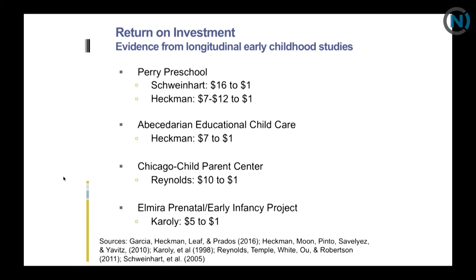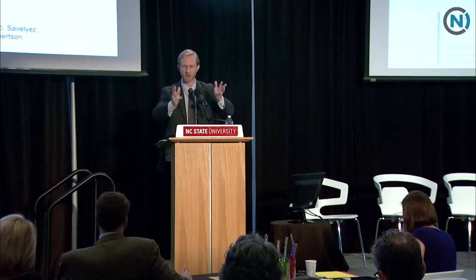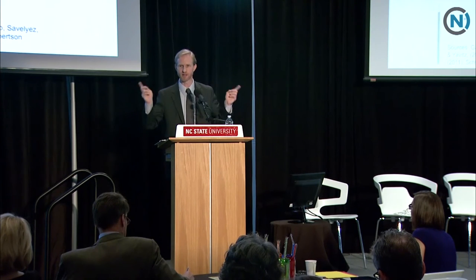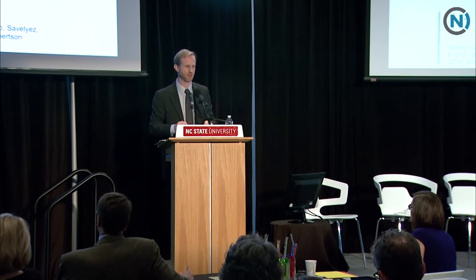And these studies have rigorous research designs, randomized controlled trials in all cases, except for Chicago Child Parent, which uses a quasi-experimental design. So there could be some concern about selection bias, but they do include a number of controls to account for that. And the economists have come in, they have calculated what those benefits are. In this case, it's all of the benefits to individuals, families, to non-participants, to governments. These are the high line benefit cost ratios.